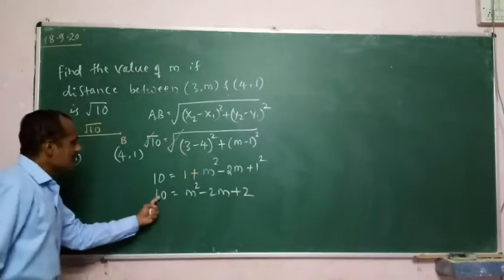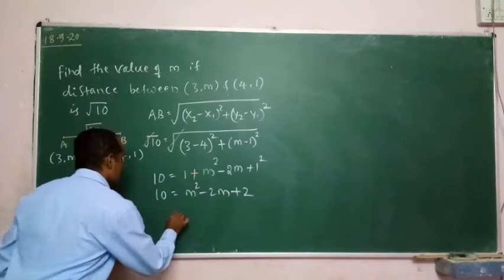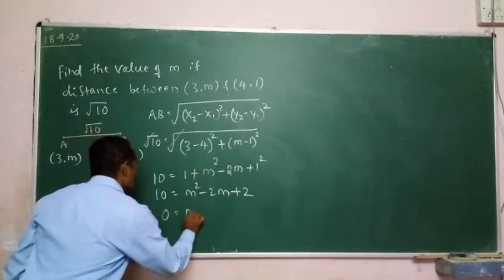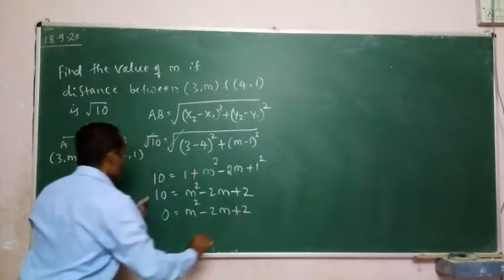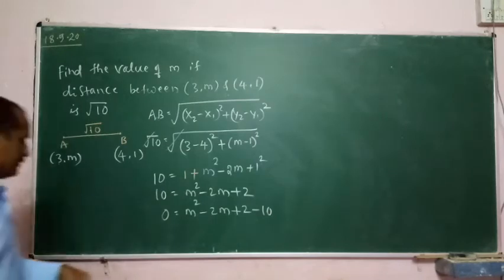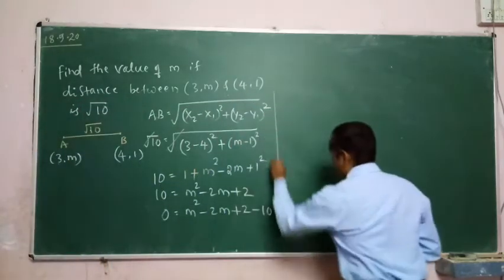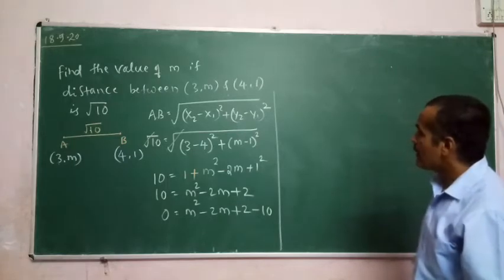I can shift this to that side, and I can write 0 is equal to m square minus 2m plus 2 minus 10. What happens? Everything is right? 3 minus 4, m minus 1.